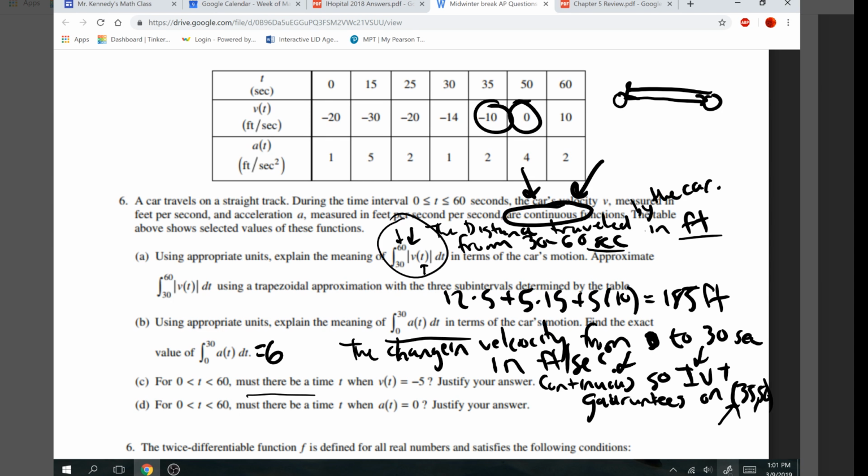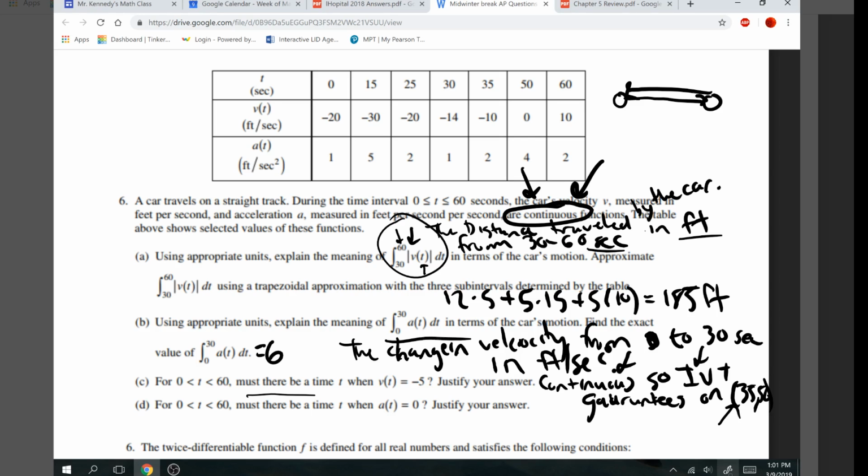for D, it says, must there be a time when a of t equals 0? And this is a trickier question, because if you look at A, it's like, no, no, no, we're always positive with A. But that's not good enough, because these are just a bunch of snapshots of what the acceleration looks like. It could definitely dip down to a negative value in between any of those values.